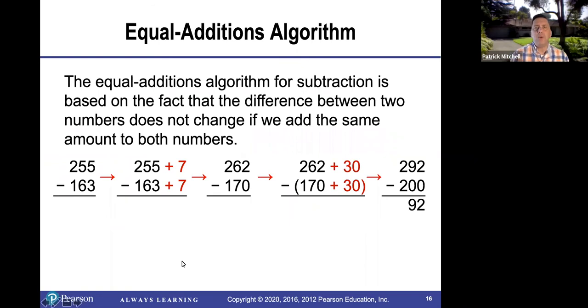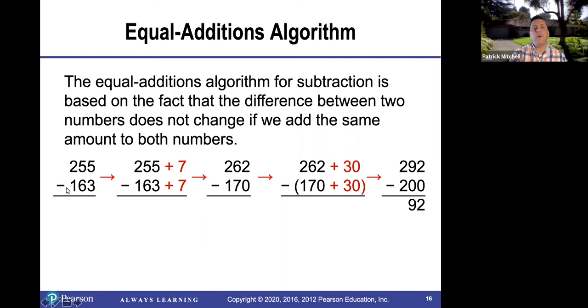Next, we have the equal additions algorithm. The equal additions algorithm for subtraction is based on the fact that the difference between 2 numbers does not change if we add the same amount to both numbers. Now be careful not to get this confused. We did something similar with addition, but when you're adding the 2 numbers, you have to add to one number and take away from the other number. When you're doing subtraction, though, you add to both numbers.